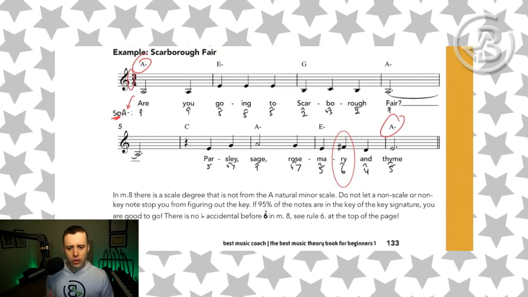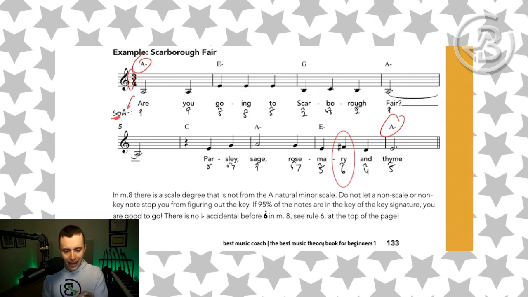So in summary, with this change to scale degree 6, where we're not going to show the flat, in measure 8, there is a scale degree that is not from the A natural minor scale. Now, do not let a non-scale or non-key note stop you from figuring out the key. If 95% of the notes are in the key of the key signature or from the scale that belongs to the key signature, you are good to go.